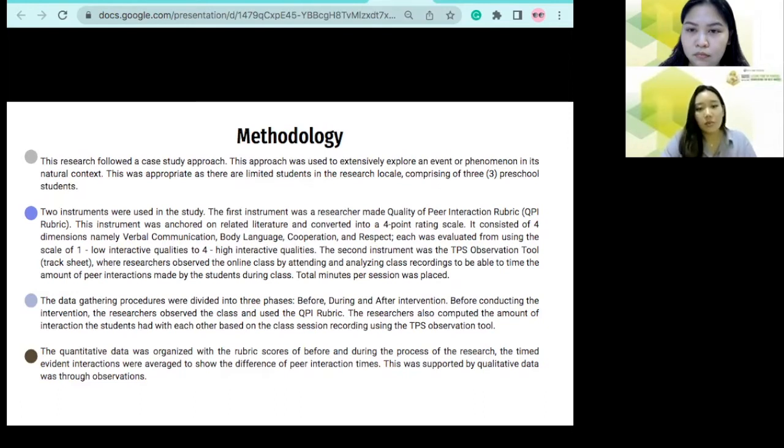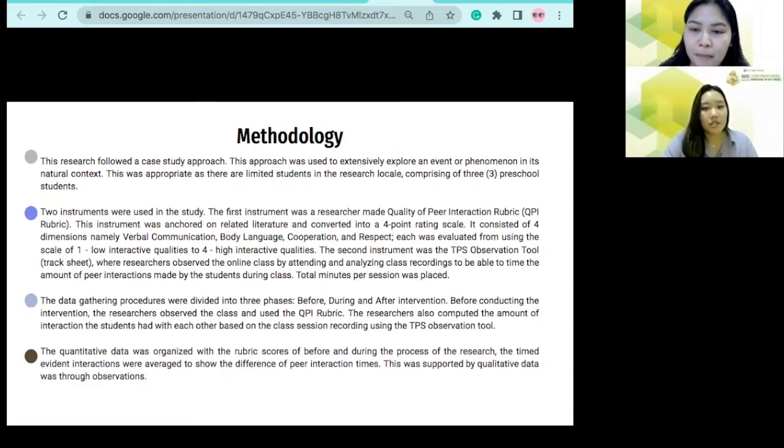The second instrument was the TPS observation tool, which was a track sheet where researchers observed the online class by attending and analyzing class recordings to be able to time the amount of peer interactions made by students during class. Total minutes per session was placed.